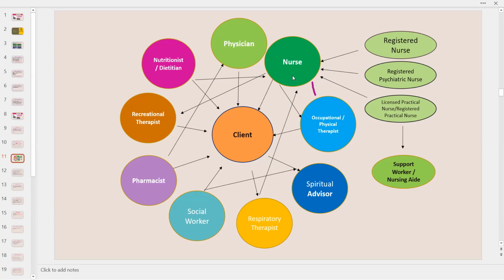Now, there are different nurses. We have the registered nurse, registered psychiatric nurse, the licensed practical nurse, and the support worker works under the supervision of the nurses.